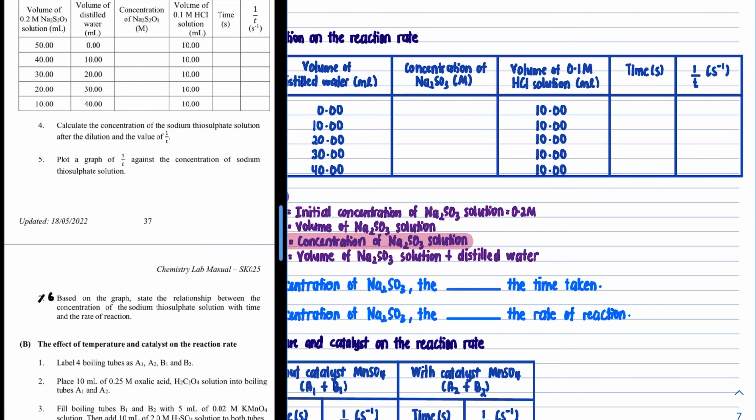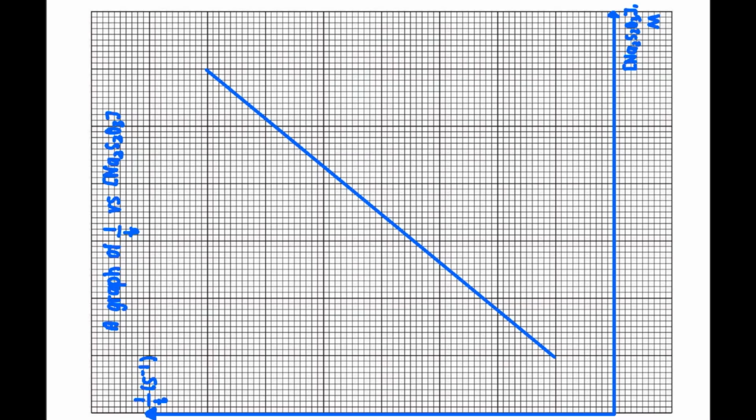So what should your graph look like? Let's look at the example. For the graph, what is needed? Number one, you need to have your title. The title is a graph of 1 over T versus the concentration of sodium thiosulfate. So this is our y-axis, this is the x-axis.